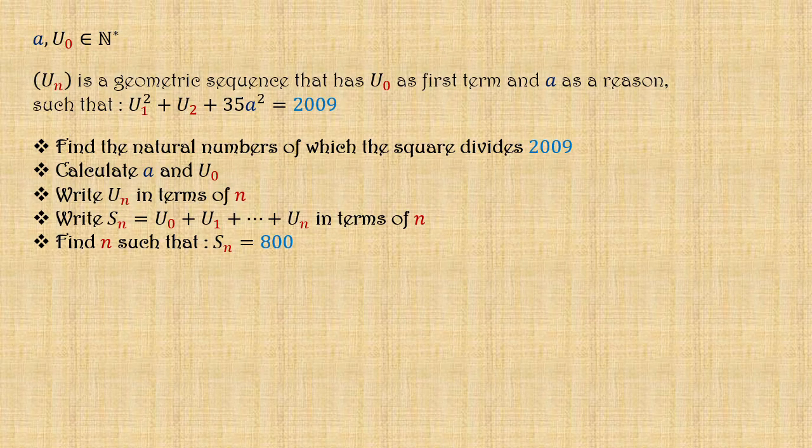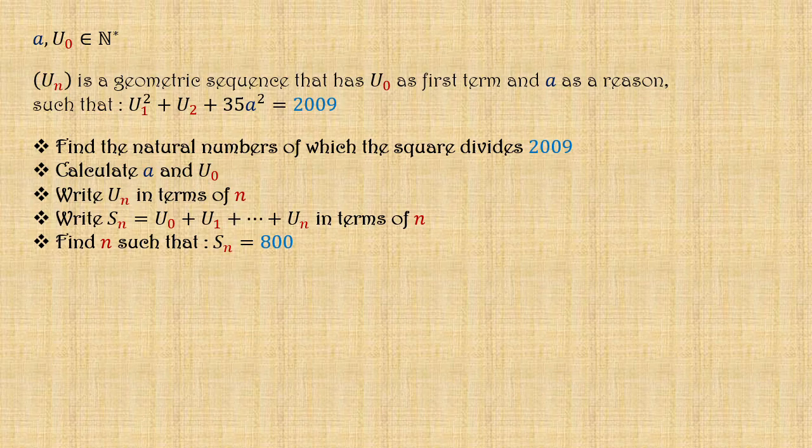Let's suppose that a and u0 are two different from zero natural numbers. And let's suppose that un is a geometric sequence that has u0 as a first term, and the number a as a reason, such that u1 square plus u2 plus 35 times a square equals 2009.